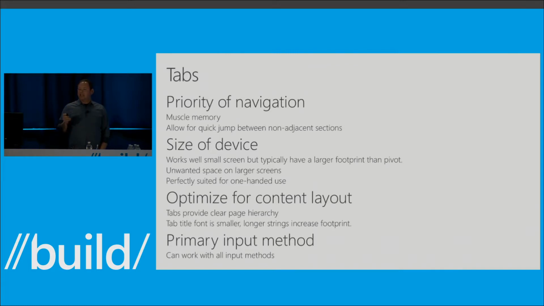As far as size of the device, the tabs work really well on large and small screens, but typically have a larger footprint than pivots. So that's just something to keep in mind. Because of the traditional layout of tabs, typically an icon over a string of text, it is typically higher than just the string-only visualization on pivots, and it pushes the content down. So just keep in mind what the visualization of your tabs do to the layout. Like pivots, the tabs set up a clear page hierarchy, and it does work well for all input methods.